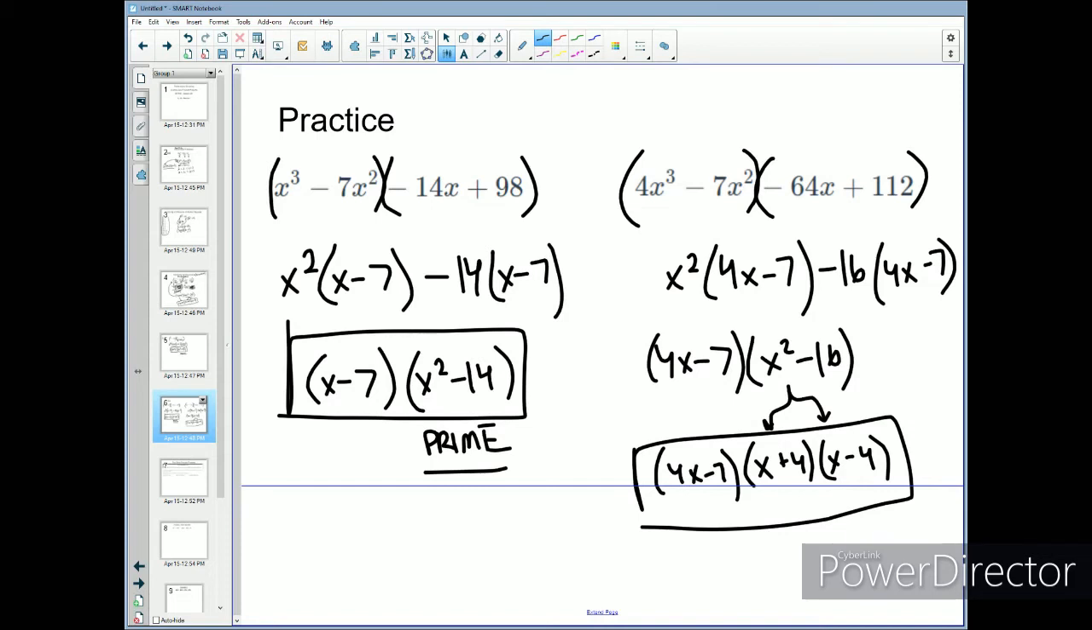All right. 4x minus 7, x plus 4 times x minus 4. We did end up with a difference of perfect squares here, so we had to break that up. All right. You did it. Good job.